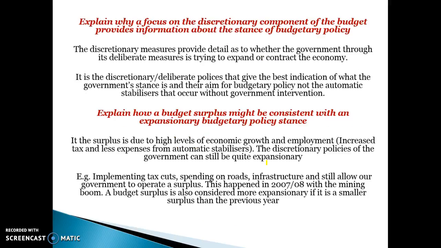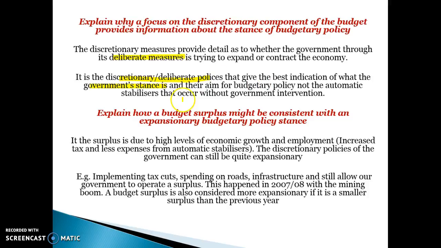Explain why a focus on the discretionary component of the budget provides information about the stance of budgetary policy. Very tough question, but the discretionary measures are telling us more about what the government's intention is, or what their deliberate measures are doing as part of this budget. It is the deliberate or discretionary policies that give us the best indication of what the government's stance is and what their aim is for the budget, not the automatic impacts on the budget.